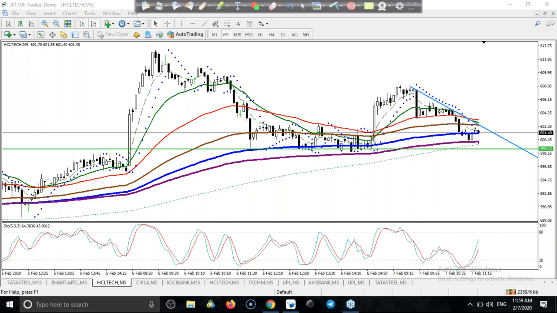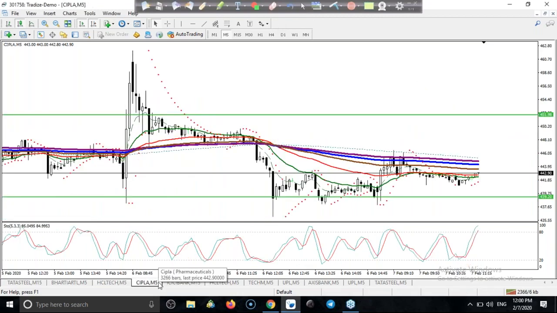Okay, crude oil, yeah, I'll tell you. Stochastic is the same period, 5-3-3, which comes by default. That is all. I'm not modifying stochastic. All right, that is a buy opportunity.